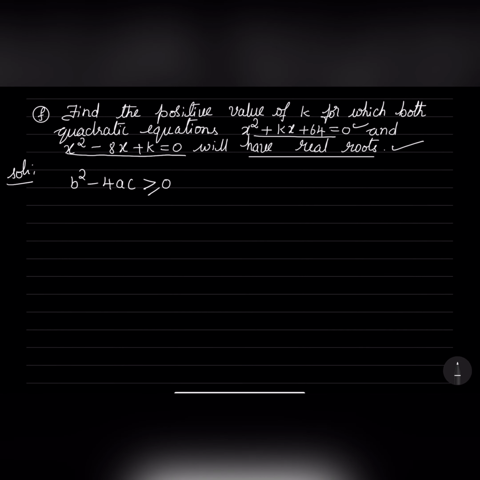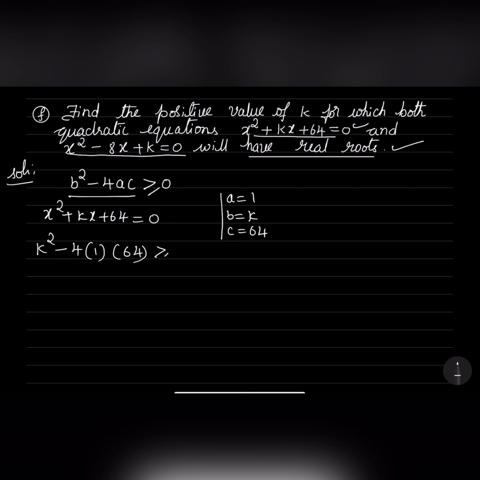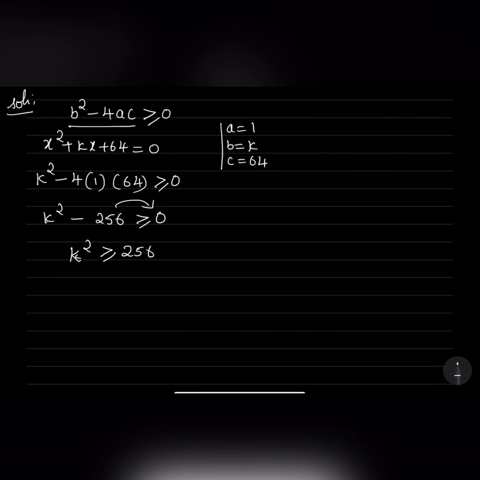The first one, x square plus kx plus 64 is equal to 0. This is what they have given for us. And we'll substitute a is equal to 1, b is equal to k, c is equal to 64. So that will be, substituting things in this, you will get k square minus 4 into 1 into 64 is greater than or equal to 0. And that will be k square minus 256 is greater than or equal to 0. k square is greater than or equal to 256, right? It is taken to the right side.